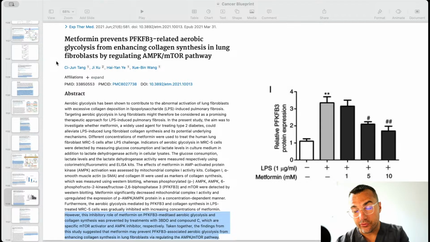I'll be very frank with you. I'm not a huge fan of using medications for diabetes. I'm not a huge fan of using medications like metformin for preventive medicine, just because it has inhibitory roles on mitochondrial function and shuts down complex 1.